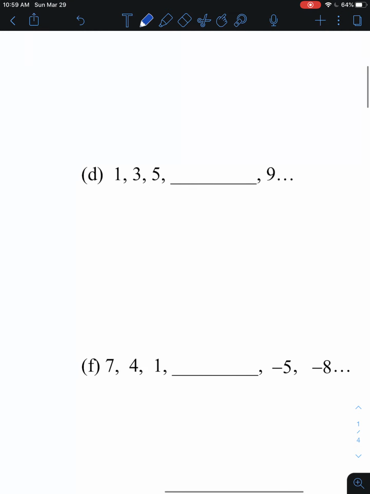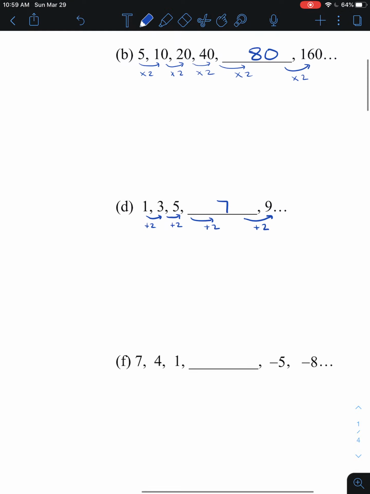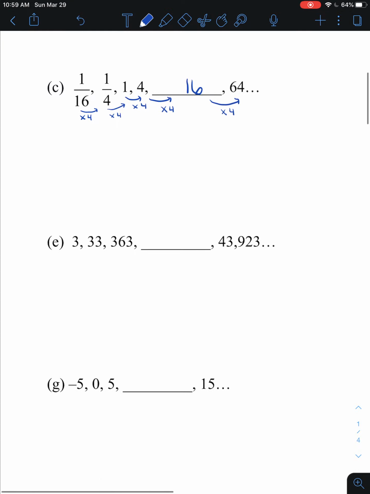Okay. Moving on. Now I have 1, then 3, then 5. So I could multiply by 3, since we've been doing a lot of multiplying, to get from 1 to 3, but 3 times 3 is not 5. So maybe let's think back to adding. 1 plus 2 is 3. 3 plus 2 is 5, which means 5 plus 2 is 7. And then 7 plus 2 is 9. So the missing term there is 7, and we were adding 2.